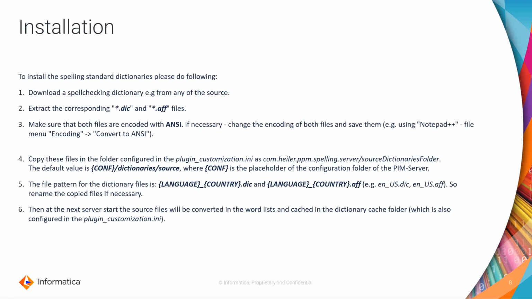The installation of the spellcheck dictionary includes Step 1. Download the corresponding standard dictionary. The dictionary should have .dic and .aff files in it. Make sure that all the files are encoded with ANSI. And then, if you go to the plugin customization.ini file, you will have to give the path where these files are present, which will be later shown in the demo. Make sure that the file pattern for the dictionary files is as language_country. Then, for the next server restart, the source file will be picked up from the location that we mentioned, and then it will create a dictionary in the cache folder.